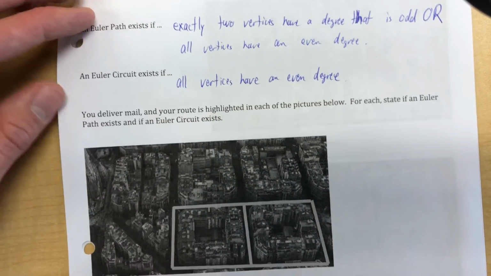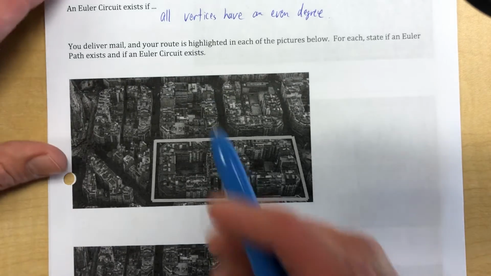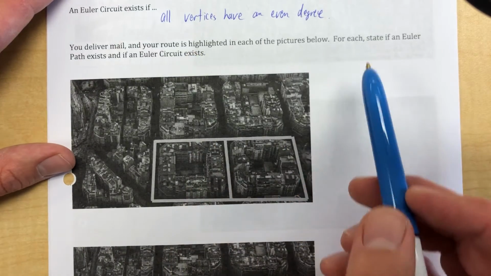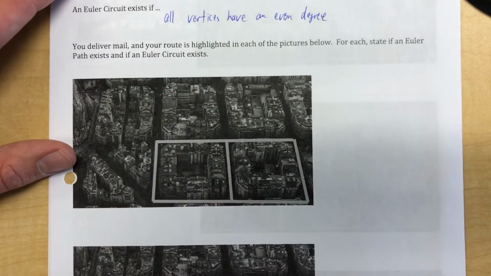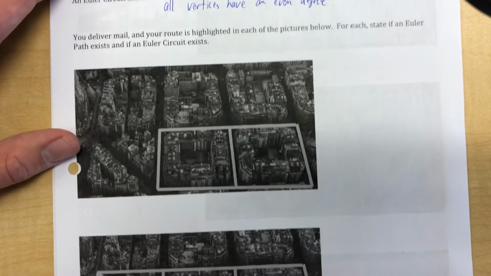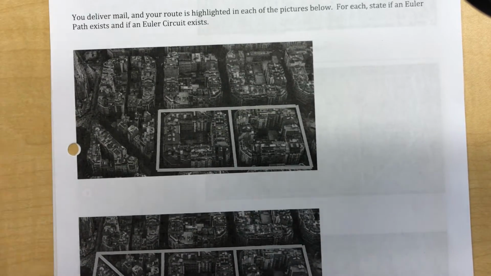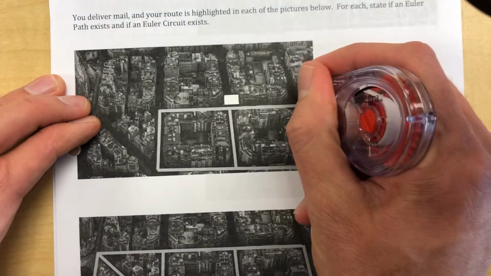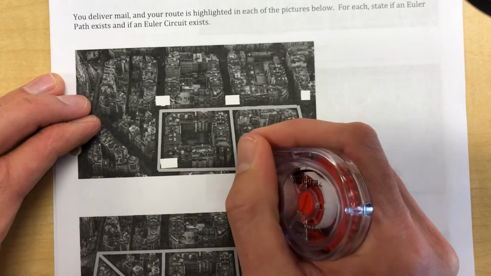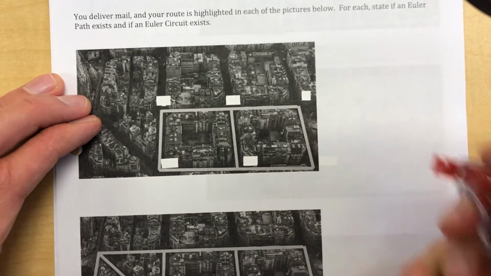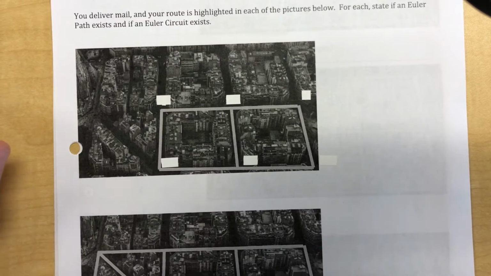All right, let's slide down here, and here's where the stuff gets really practical. You're going to deliver mail, and when you do, you're going to have your route highlighted by each of the pictures below. For each, state if an Euler path exists and if an Euler circuit exists. Okay, well, here's your picture. And in our picture, you don't have to write what I'm writing, but I'm going to white out some stuff here. We're going to put some numbers in the appropriate place over each vertex.